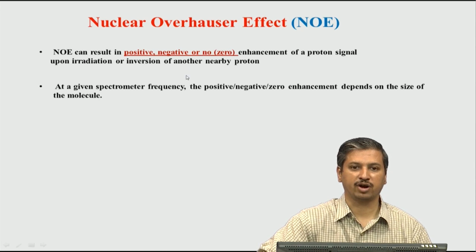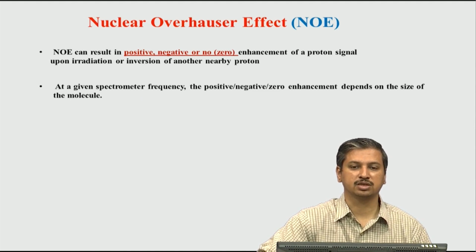So, what parameter matters, whether you will get positive or negative? It depends on two factors. Number one, it depends on the spectrometer frequency. Spectrometer frequency means what spectrometer we are working at: 300, 400 or 500 megahertz, etc. That frequency value is one component, and the second component depends on the size of the molecule. Size here does not mean the molecular weight, because molecular weight is not really a good indication of the size of a molecule.